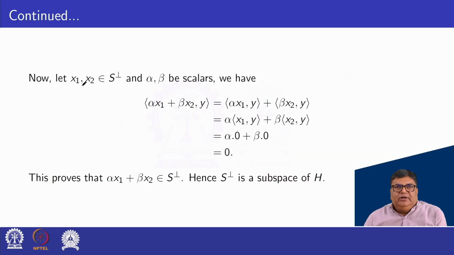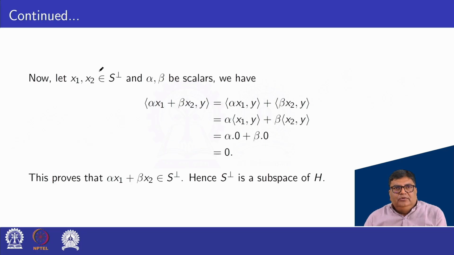Now let x1 and x2 belonging to S perpendicular and alpha, beta be scalars. We have inner product of alpha x1 plus beta x2, y equal to inner product of alpha x1, y plus inner product of beta x2, y as per the first property of inner product. Again we are applying the third property of inner product, that is alpha inner product of x1 y plus beta inner product of x2 y.